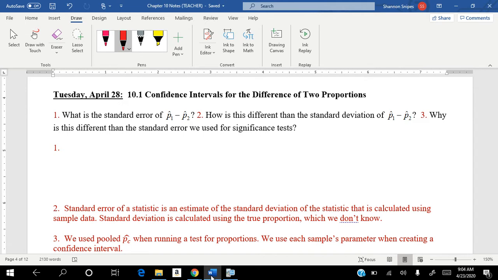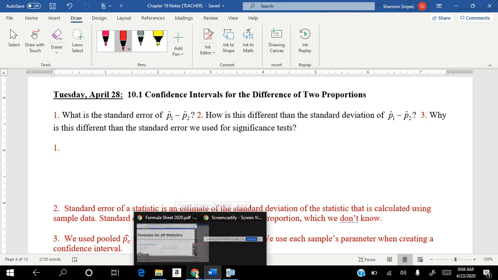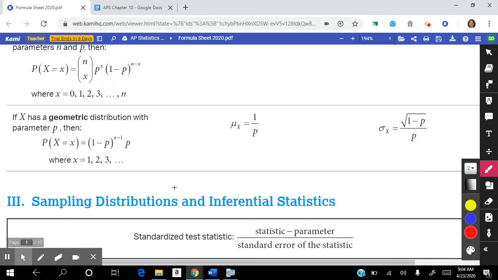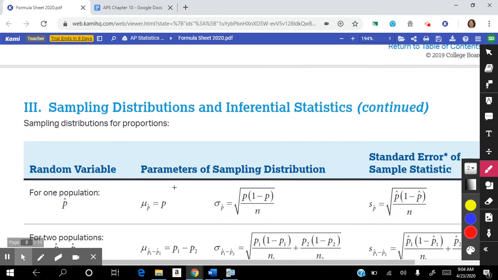I'm going to actually answer number 2 before I write down the standard error formula. Remember, your standard error is an estimate of the standard deviation that is calculated using your sample data. Remember, the standard deviation is calculated using your true proportion, which we don't know, because if we knew our true proportion, there'd be no reason to write a confidence interval estimating our true proportion. So our standard error is basically your standard deviation, but using your sample data instead of your population's data.